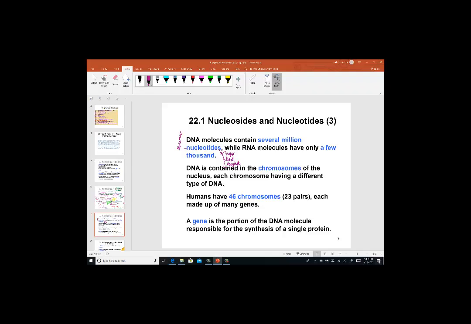DNA is found in chromosomes in the nucleus, and each chromosome has a different type of DNA. Humans have 23 pairs of chromosomes, which are 46 total, and contain many genes. And that's the portion of a DNA molecule that's read through the process of transcription and translation to create specific proteins. So I read a gene to create the protein. Just the sequencing of the amino acids is created from reading the DNA molecule.